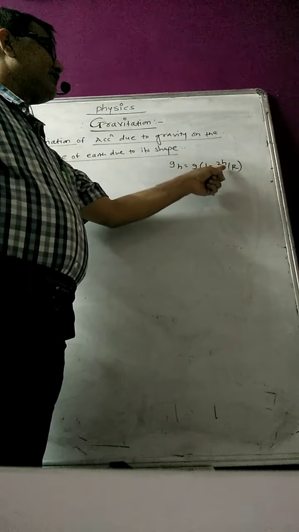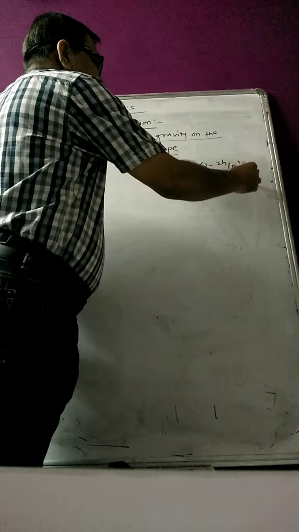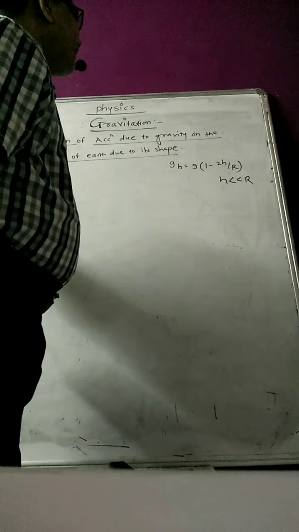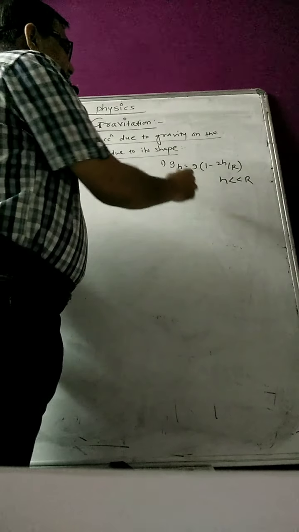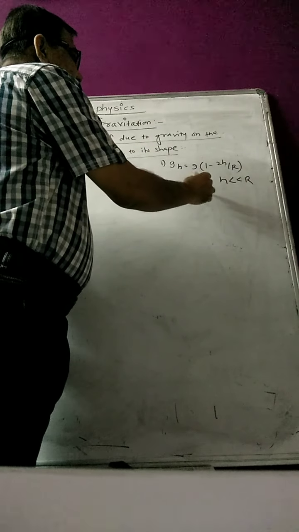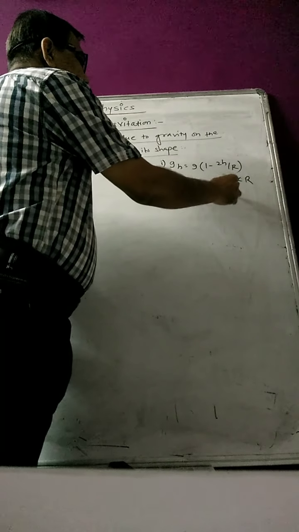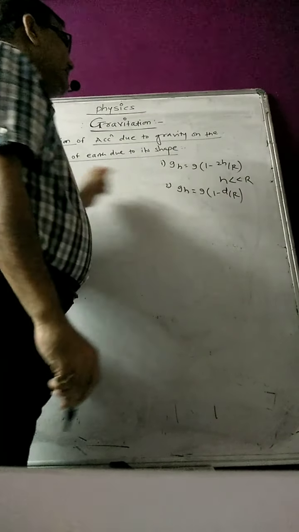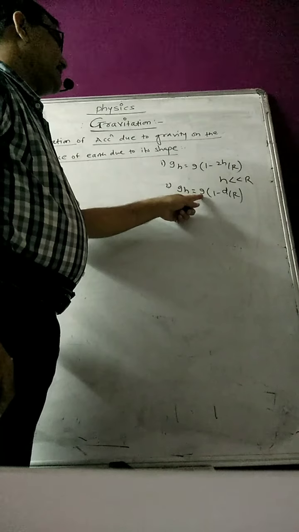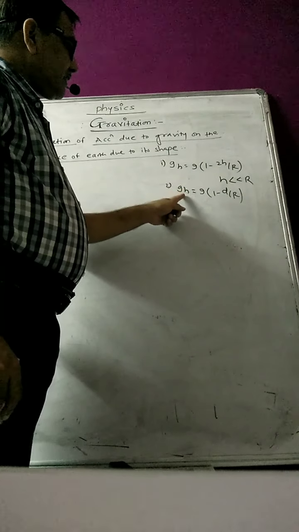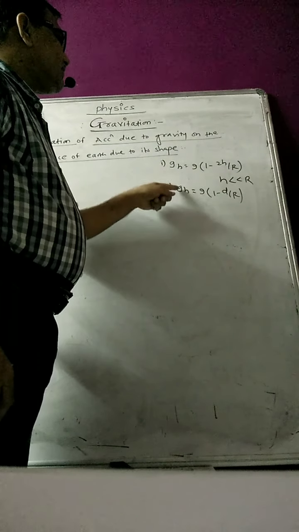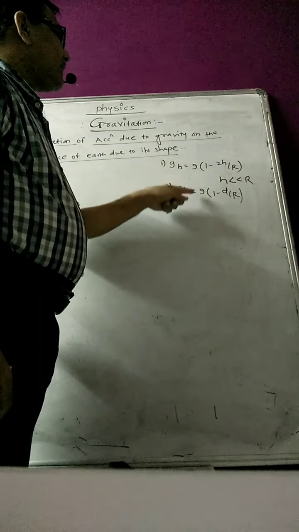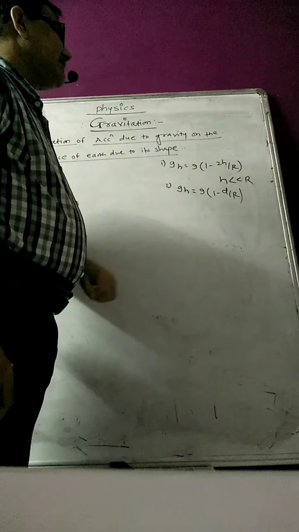And this expression is used only when h is very small as compared to the radius of the earth, not comparable to the radius of the earth. And at depth, you have calculated the acceleration due to gravity is g' = g(1 - d/r), where d is the depth, r is the radius, and g is the acceleration due to gravity on the surface of earth. So in both situations, the acceleration due to gravity goes on decreasing. That we have learned.